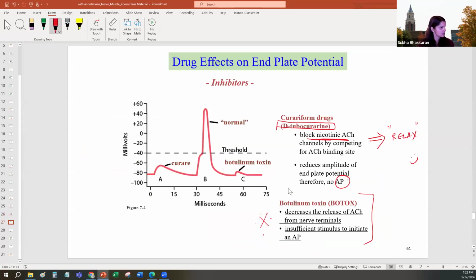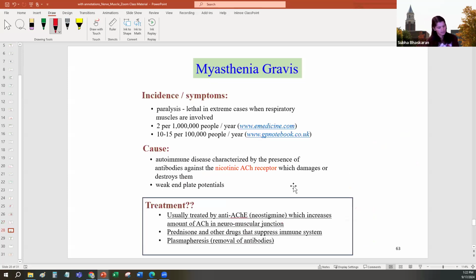So no ACH released, no nicotinic ACH receptor activation, no threshold, no action potential, nothing's happening. Got it? So it's a muscle relaxant. Both are muscle relaxants. What is important is the mechanism of action, how they are working in the body, is what's different. And of course, they have their own side effects, because every medication has its own side effects. That's why many different processes are important to understand.